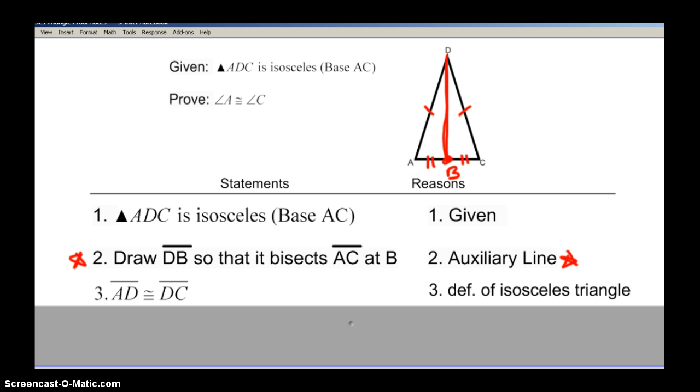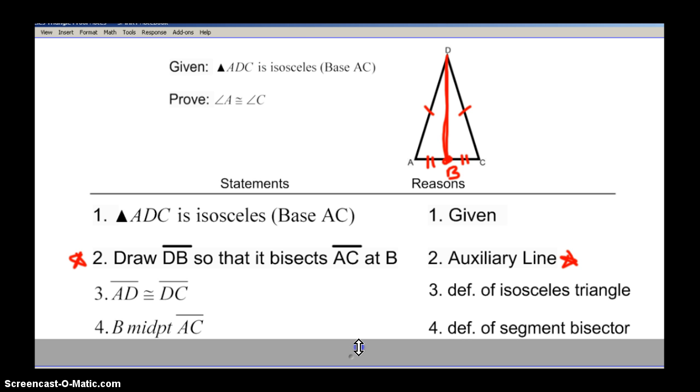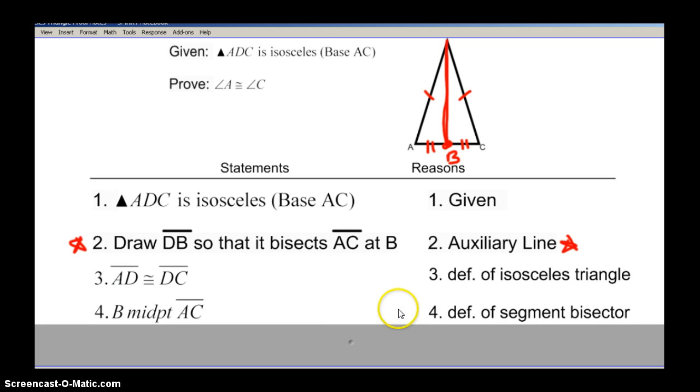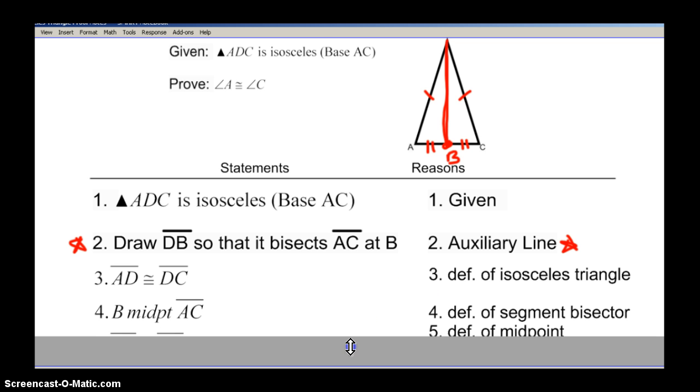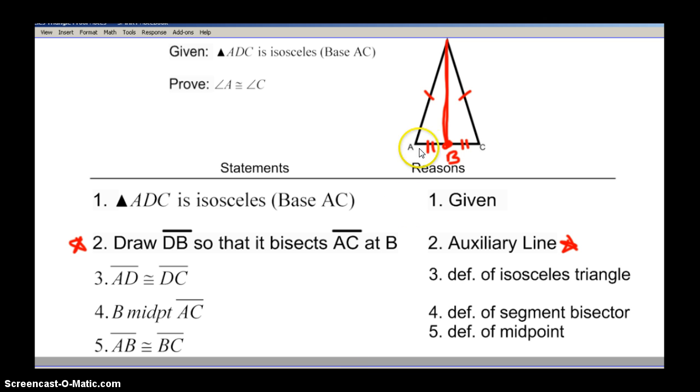Now, isn't that nice that we could just do that? Well, sometimes we could do that in math. We think that we could just make things up. But because it does have certain properties, if that segment is bisecting segment AC, then we know that B is going to be the midpoint of AC because it's a segment bisector. And if B is the midpoint of AC, we can write in our statement exactly what we drew on the sketch, which is that segment AB is congruent to segment BC. That's by definition of a midpoint.